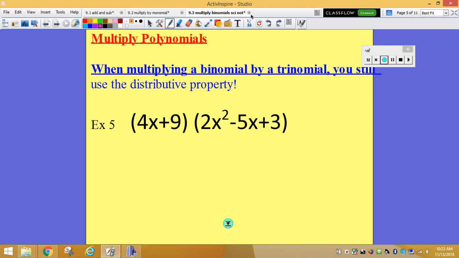Okay, what happens if you have a trinomial? It all works exactly the same. We're just going to distribute, but now we're distributing to 3 things instead of 2. So here we go. Let me show you this.